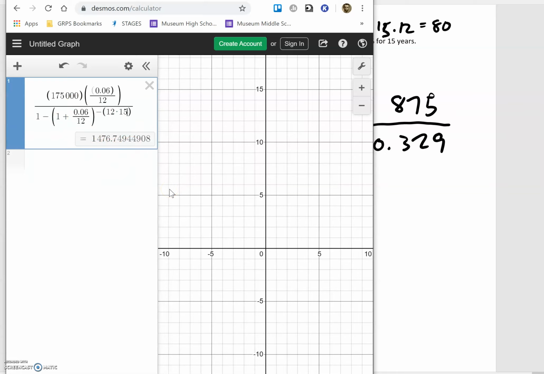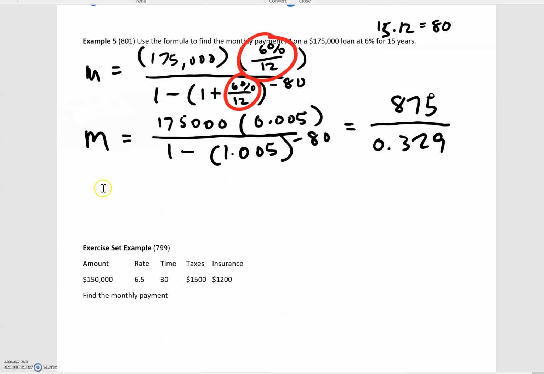So that is the one piece about doing things in components: sometimes it doesn't get you the right thing in the end. But if we look at this, we filled in the principal, we filled in our rate divided by 12, so we get a monthly rate. 1 minus the quantity, 1 plus rate divided by 12 to the negative power of the number of months, 12 times 15. And so our monthly payment is going to be $1,476.75.